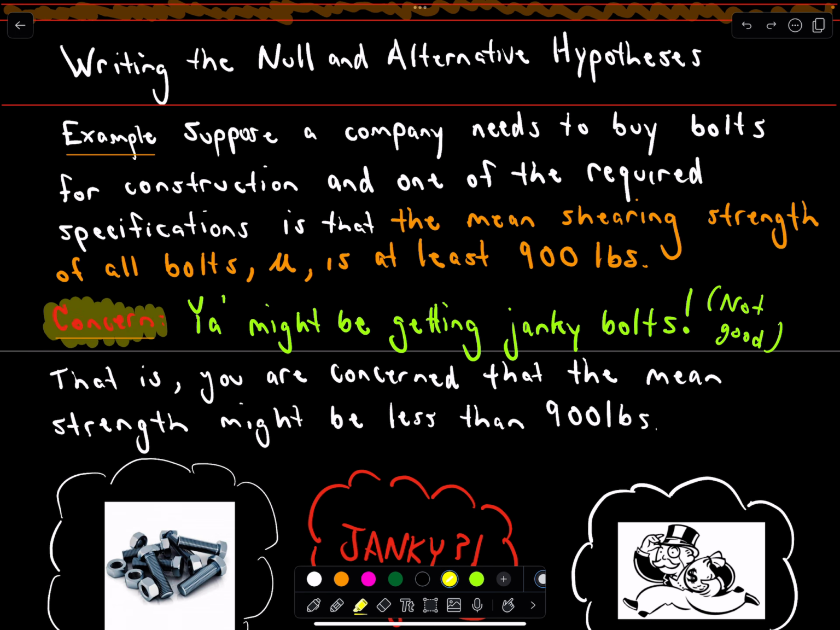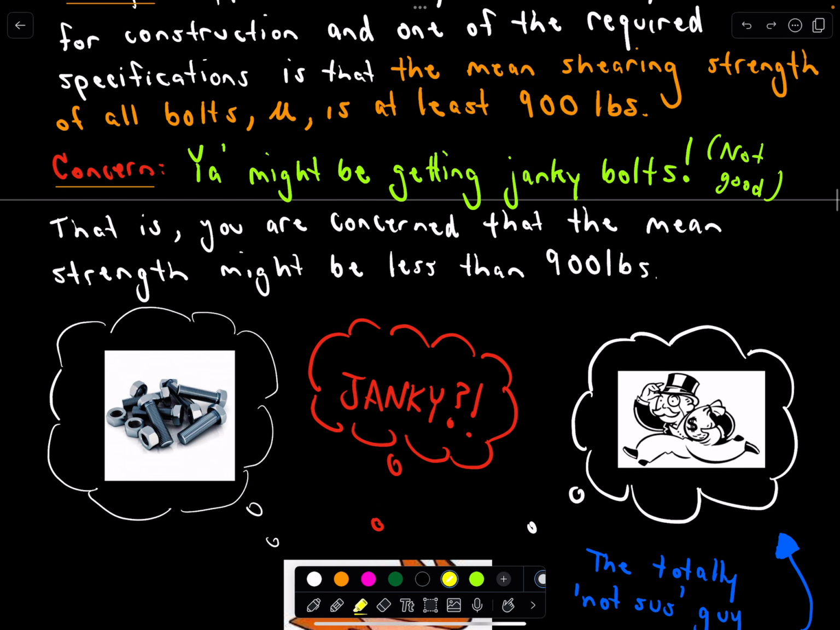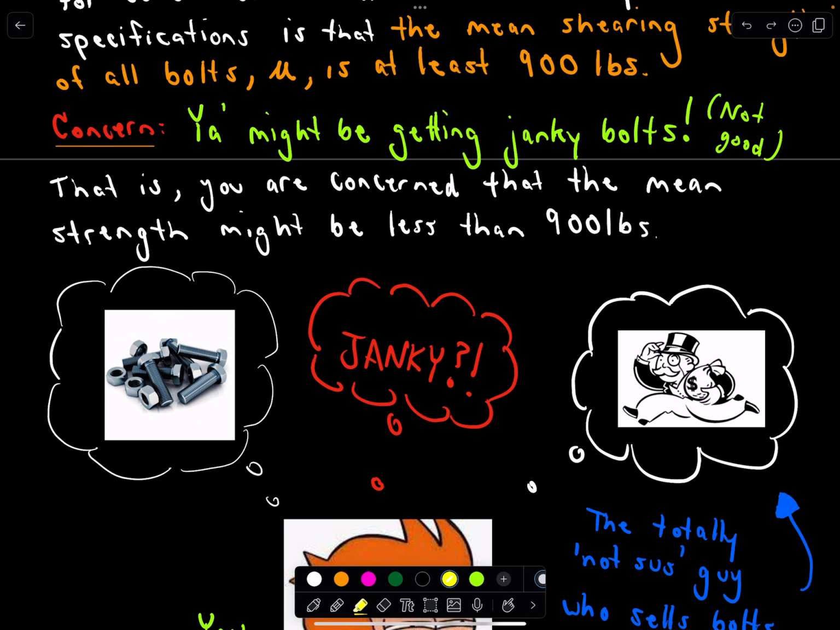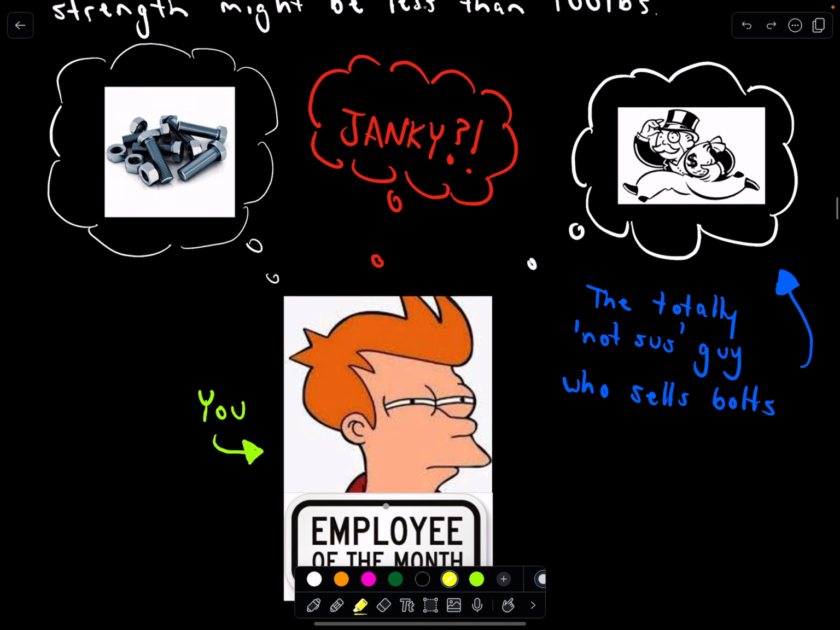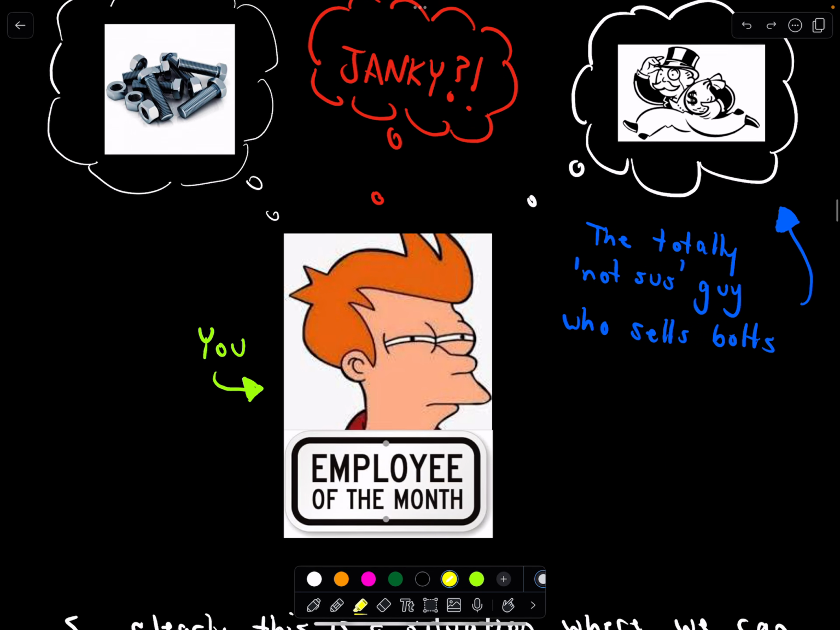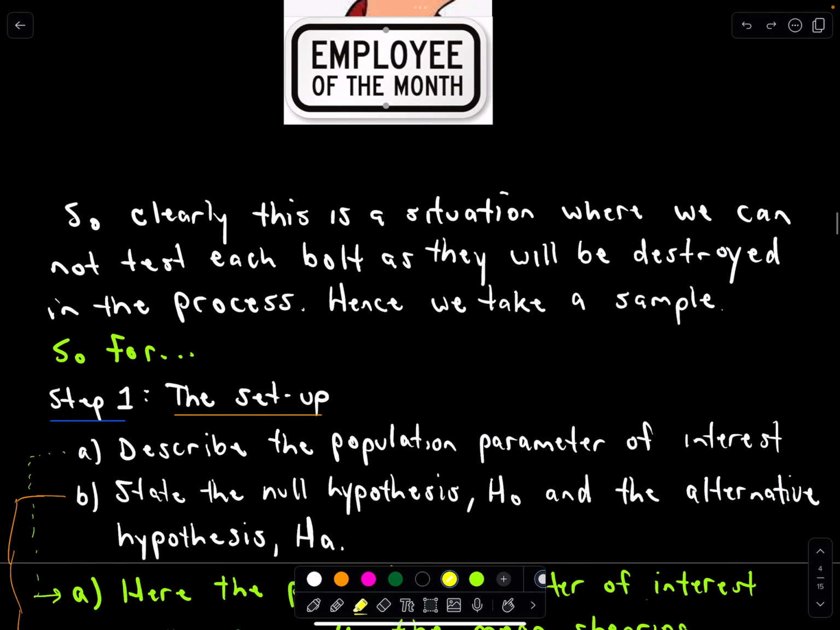Now you're concerned, right? Your boss is saying, hey, you go buy those bolts, make sure they're good, statistician. And you're concerned you might be getting bad stuff, and you don't want that, right? That's your job. Make sure that your company is buying good quality stuff. So you're worried that that mean strength might be less than 900 pounds. That's your concern, right? So there you are thinking about all of these things.